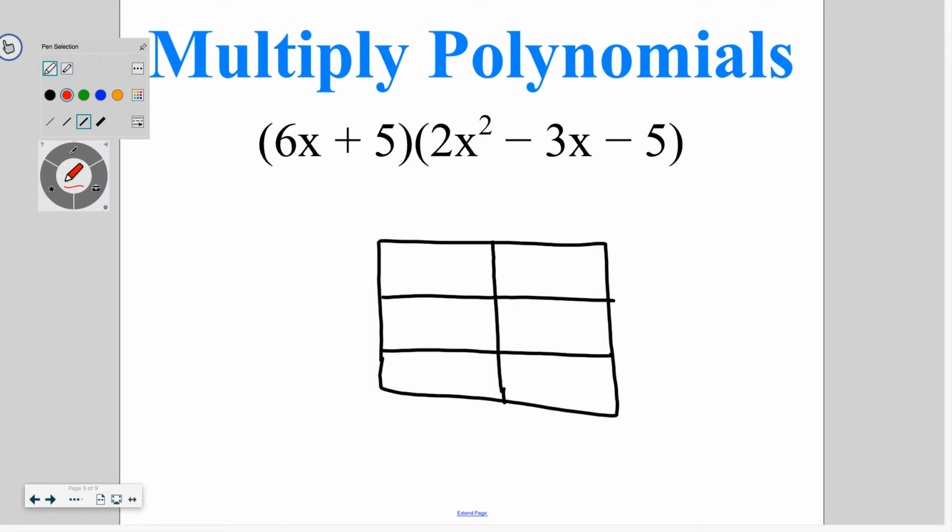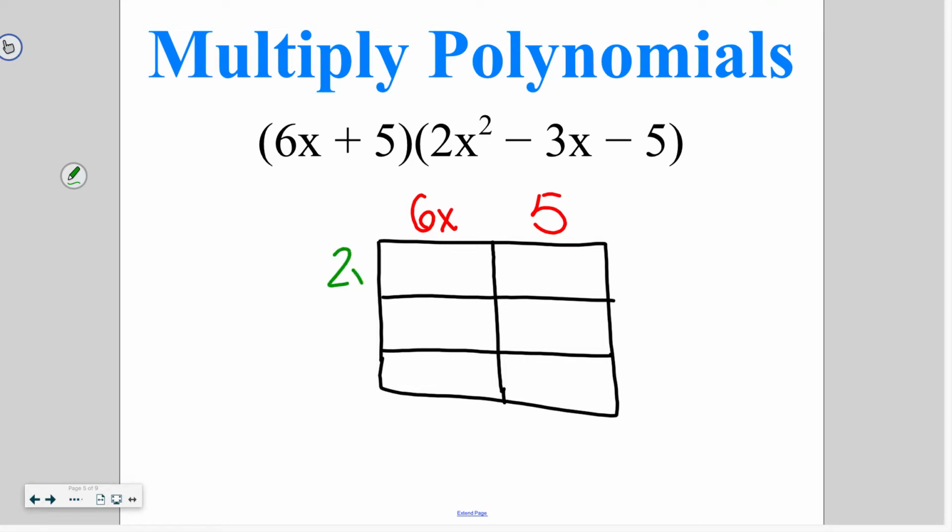So we're still going to put in 6x and +5, and then going down, we've got 2x squared, we've got a -3x, and we've got a -5. So again, exact same kind of idea, just changing the size of the box.